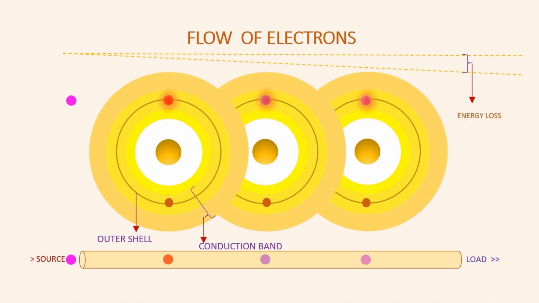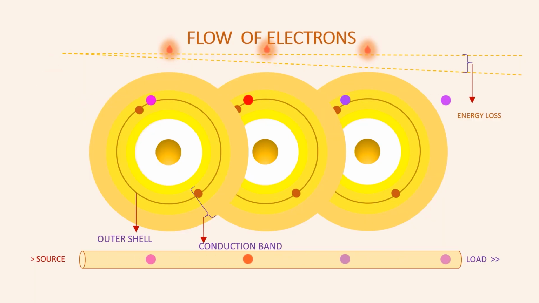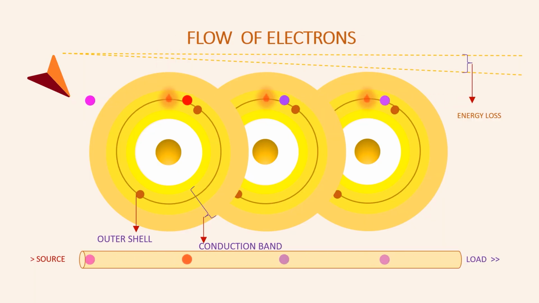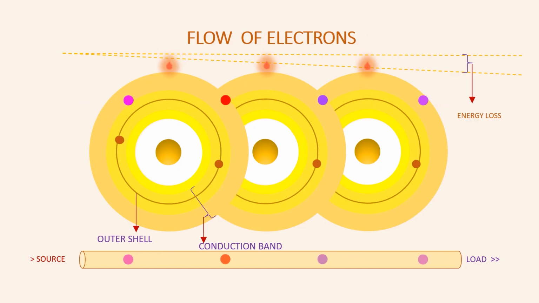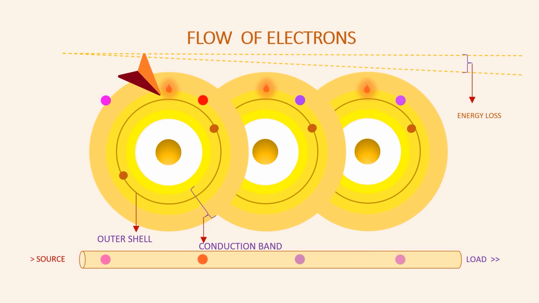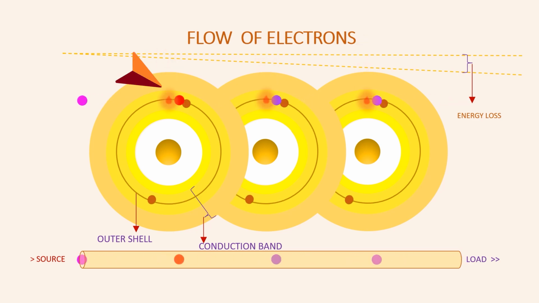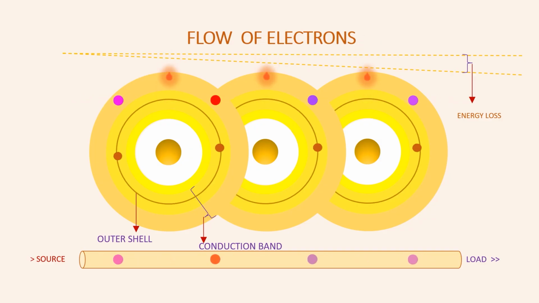Electric current is based on the concept of movement of electrons. When an excited electron with higher energy enters into a material, this electron collides with the nearby outer shell electrons in the conduction band. During this collision, part of the energy is lost as heat.